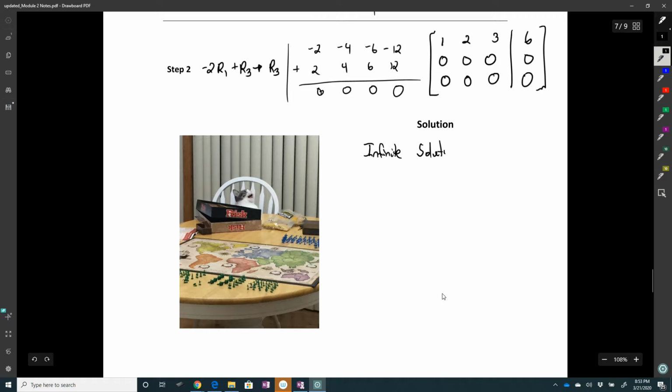But there's only one equation, and that equation is the first row. x plus 2y plus 3z is equal to 6. So what we do is we solve by moving these variables to the other side. x is negative 2y minus 3z plus 6. And that's your answer.